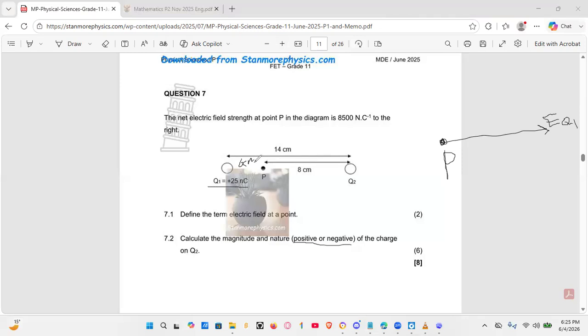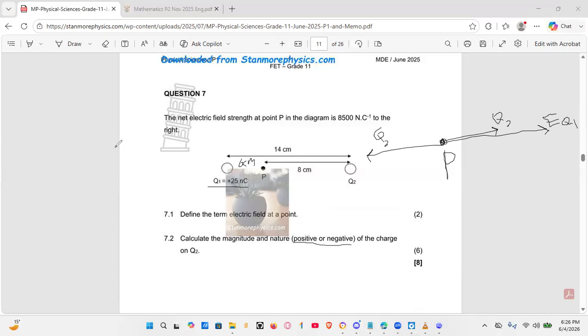And we have the net electric field strength after we add the two. So Q2 could either be acting in that direction or it could be acting in that direction. We're not really sure. That's what makes these questions a bit harder, because they're not really asking for a straightforward net electric field strength.